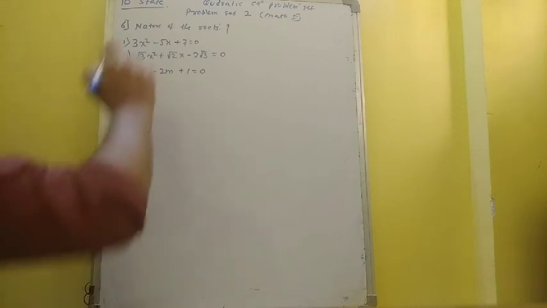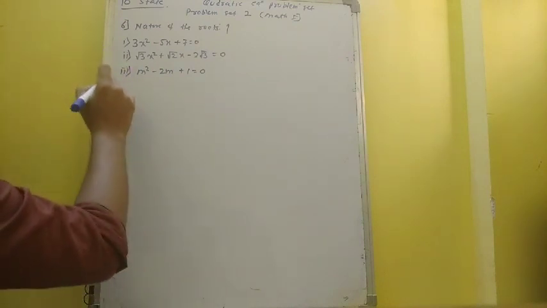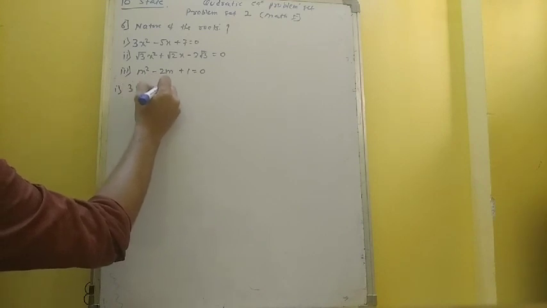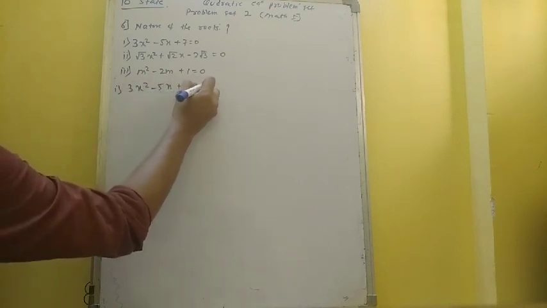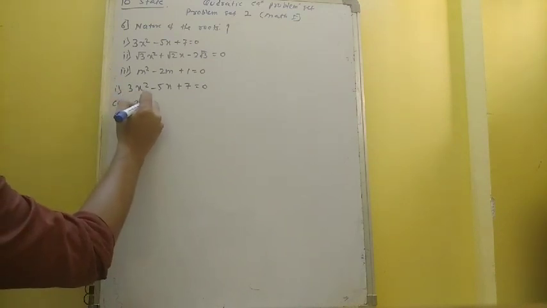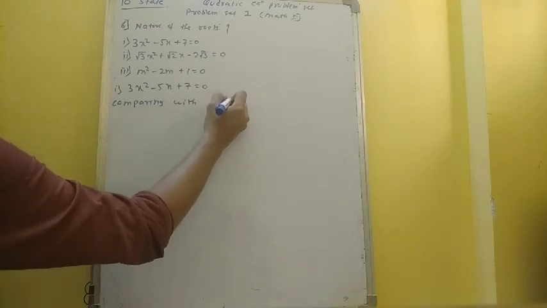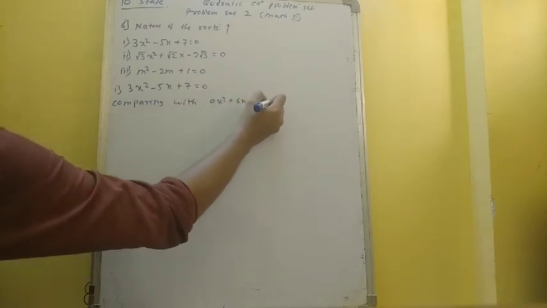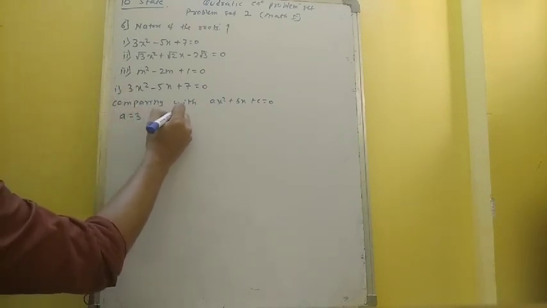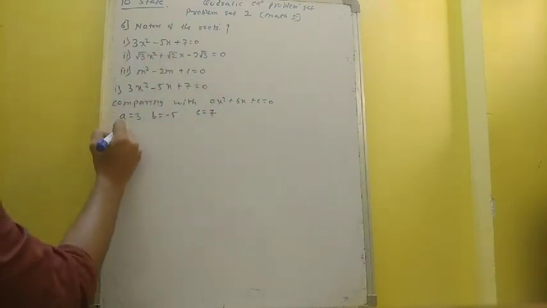Okay. In the sixth question, we need to determine the nature of the roots. We have already done it. Without wasting any second, I will just try to solve it. The first one, we have 3x square minus 5x plus 7 is equal to 0. Okay, so comparing with ax square plus bx plus c is equal to 0. So what is the value of a? It is 3. What is the value of b? It is minus 5. And what is the value of c? It is 7.